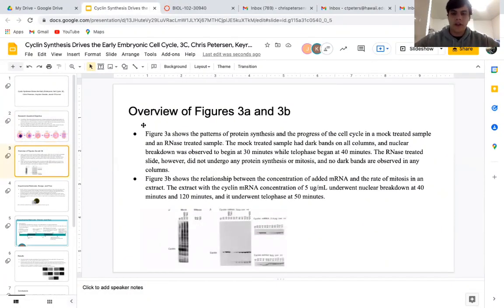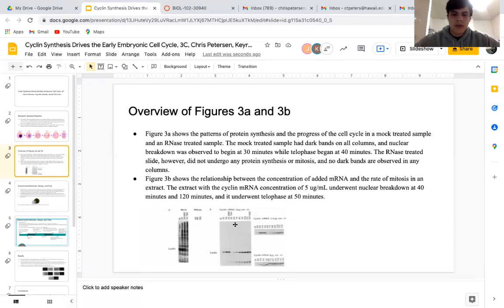So here are the other figures. They serve as a basis for understanding the one we went over. Figure 3a shows the patterns of protein synthesis and the process of mitosis in a mock-treated sample and a sample that has been treated with RNases, which are enzymes that pretty much break down RNA. The mock-treated sample had dark bands, as you can see right here. And it's been observed that nuclear breakdown occurs at about 30 minutes, while telophase occurs at about 40. However, the one that has been treated, as you can see, has no bands at all, meaning it did not undergo any protein synthesis, nor did it undergo mitosis.